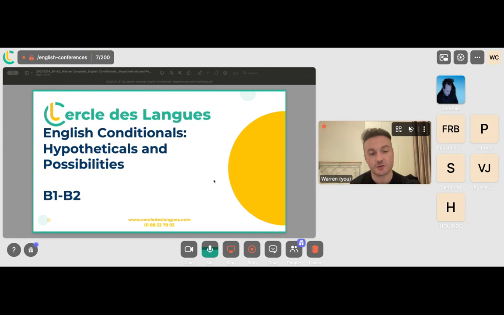Today's topic is grammar focused. We are going to explore English conditionals. We are going to take a look at the zero, the first, the second, and the third.